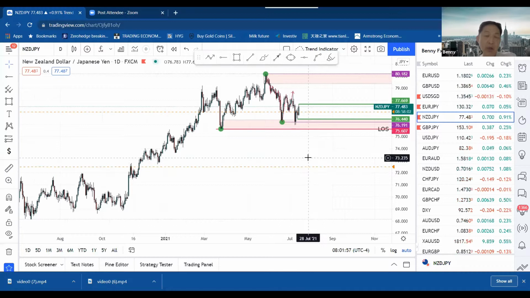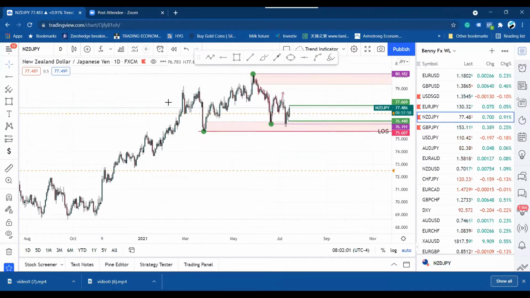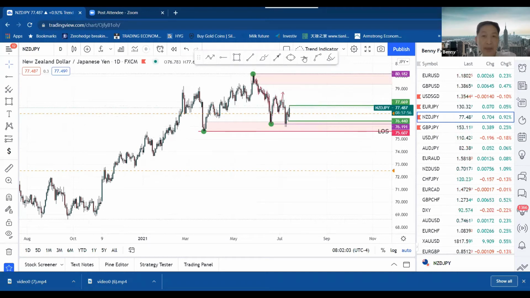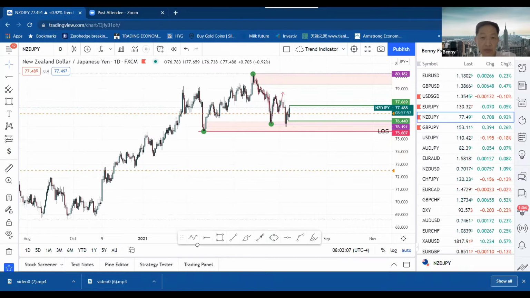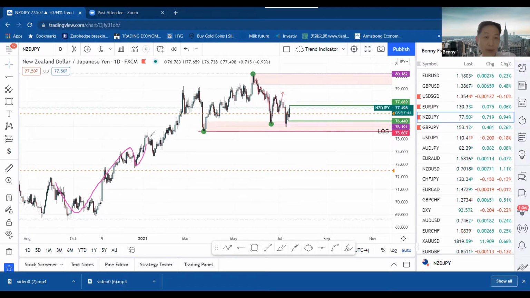Now, in New Zealand dollar, you can see on this daily time frame the price actually, let me get the drawing tools. Okay, we have a low right from here, and clearly we see that it is in an uptrend. The last validated low is this one. We call this a higher low.